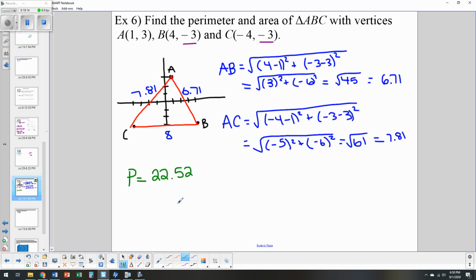Area, if you recall, area of a triangle is 1/2 times base times height. I already have a base. My base is 8. So now I need a height. And if I look at this A and I kind of draw my vertical line from A, I'm going up from +3 all the way down to -3. So that's a distance of 6. So my height is actually 6. So my area, if I'm going to do 1/2 times the base of 8 times the height of 6, that is going to give me 24 square units of whatever they were.